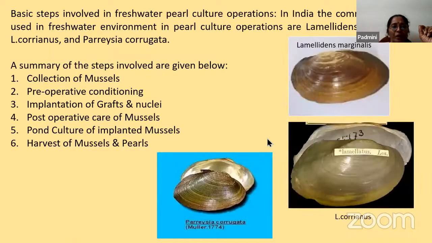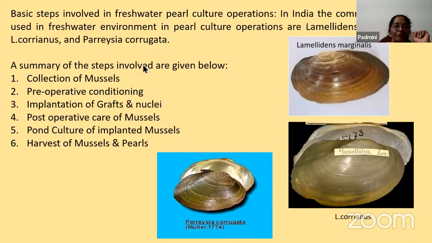Okay, so the basic steps involved. What is the basic step involved? The freshwater pearl culture. Here we are going to talk about freshwater pearl culture. We've completed the marine water cultures. We're going to talk about the freshwaters. When you talk about the freshwaters, there are three important mussels that you're going to talk about. That is Lamellidens marginalis, Lamellidens corianus, and Parreysia corrugata. So this is marginalis, this is the corianus, and that is the corrugata. These are the different types of mussels that you're going to talk about in the culture of freshwater pearls.